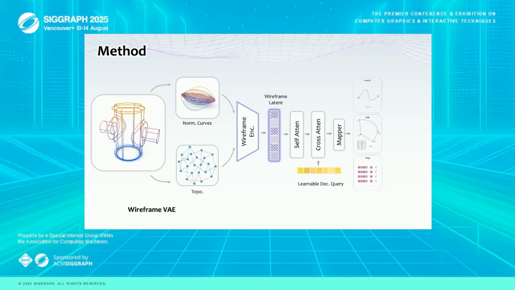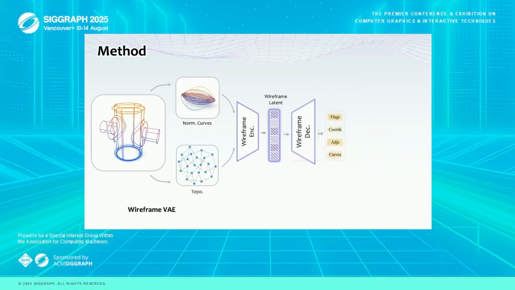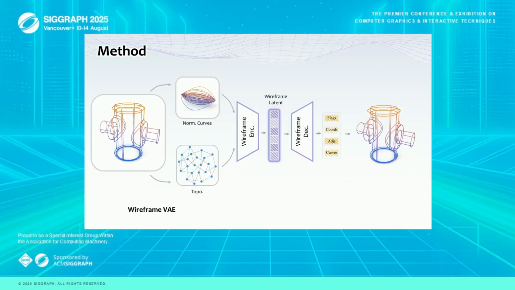We decode it into the 3 components: the geometry of each curve and the coordinates of their endpoints, the topological connection between curves, and a validated flag for each curve. So in this way, we decode a complete 3D wireframe from a compact continuous representation.